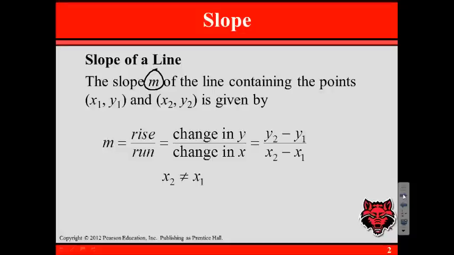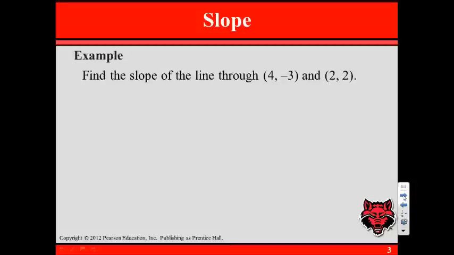Let me note that these 1s and 2s are not exponents. They are just labels. It lets us know we have a first x-coordinate and a second x-coordinate, a first y-coordinate, and a second y-coordinate. It'd be a great thing for you to write this equation, the slope formula, in your notes. So let's get right into it.